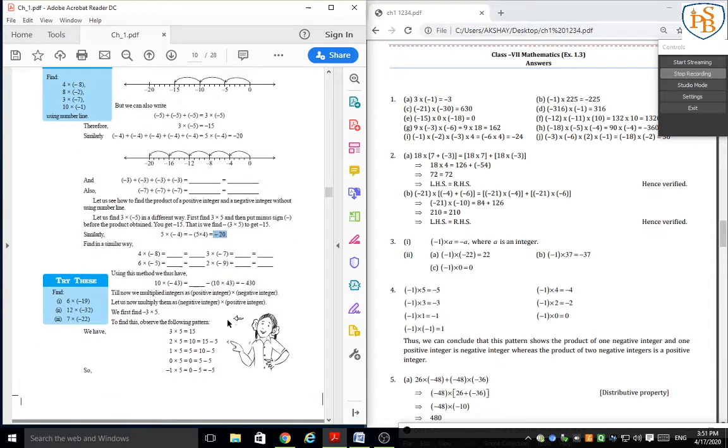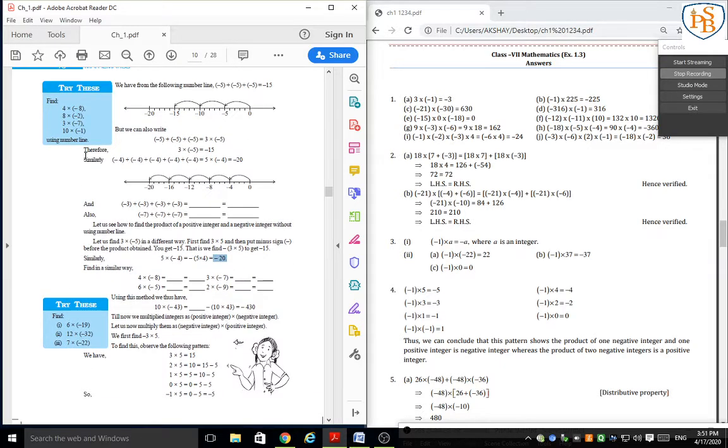So the first rule of multiplication: if both integers carry the same sign, I have to give the positive sign to the answer. And if both carry different signs, I have to give the negative sign to the answer.